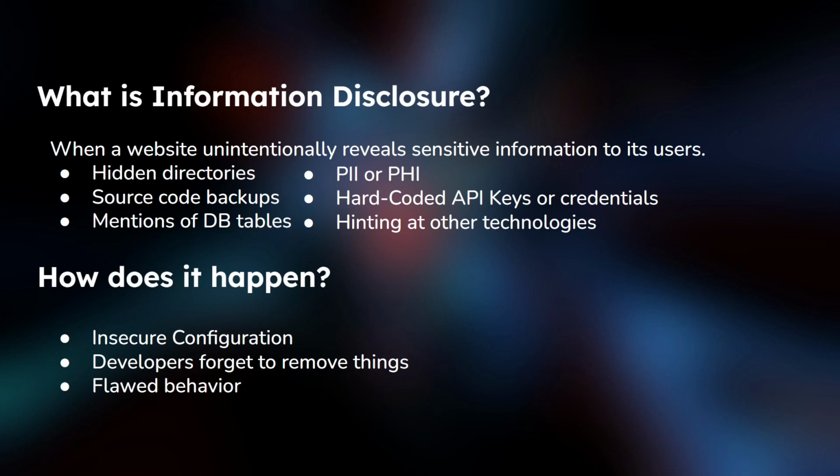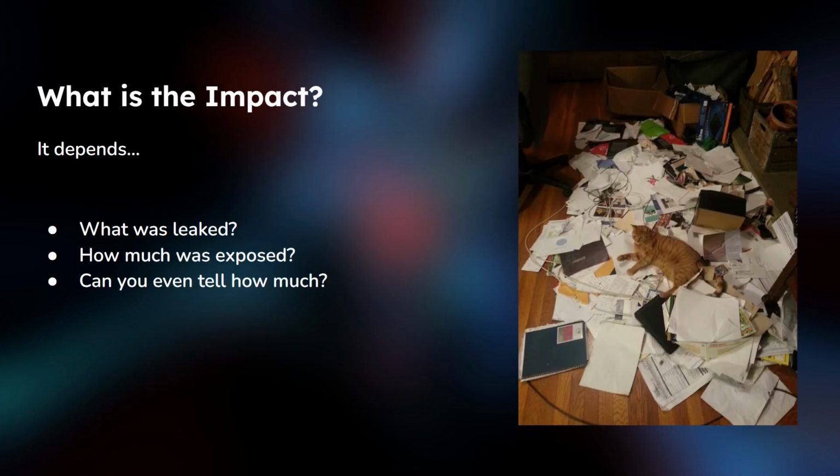Another question you might ask is, how does that happen? Developers might forget to remove internal content or references when they push things to production. You also might find that a website is insecurely configured, like if a developer forgets to disable debugging or draft pages from a blog or a website that's being pushed to prod. Or you might see flawed behavior or design that lets attackers enumerate sensitive data through some other way. So let's go ahead and talk about impact.